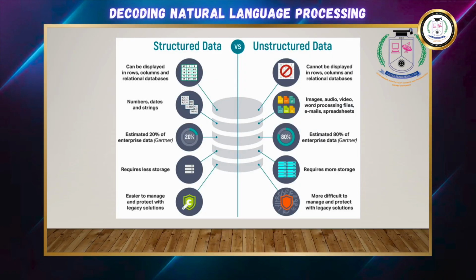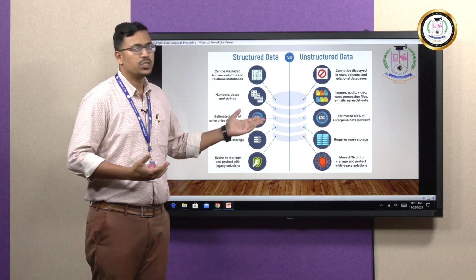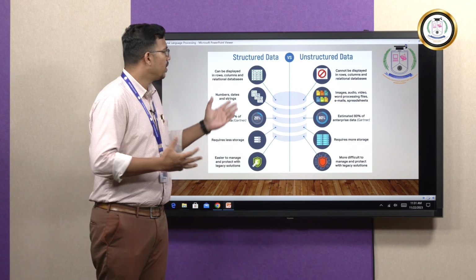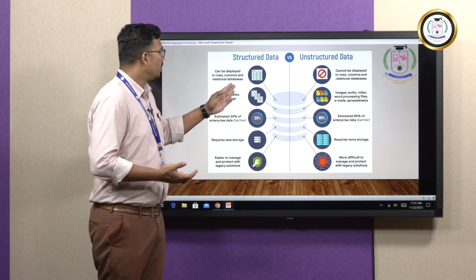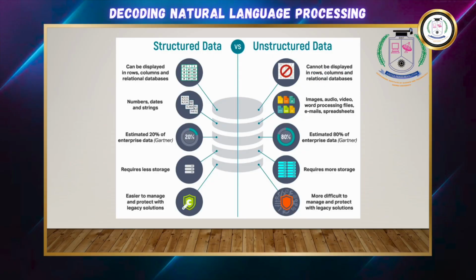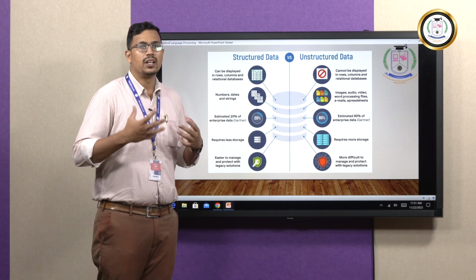Before seeing how NLP handles unstructured data, since we talked about it, let us see the comparison between structured and unstructured data. Structured data is about displaying, managing, and storing data in tabular form, in rows and columns, right? We call it a relational database. Mostly the data consists of numbers, dates, and strings.